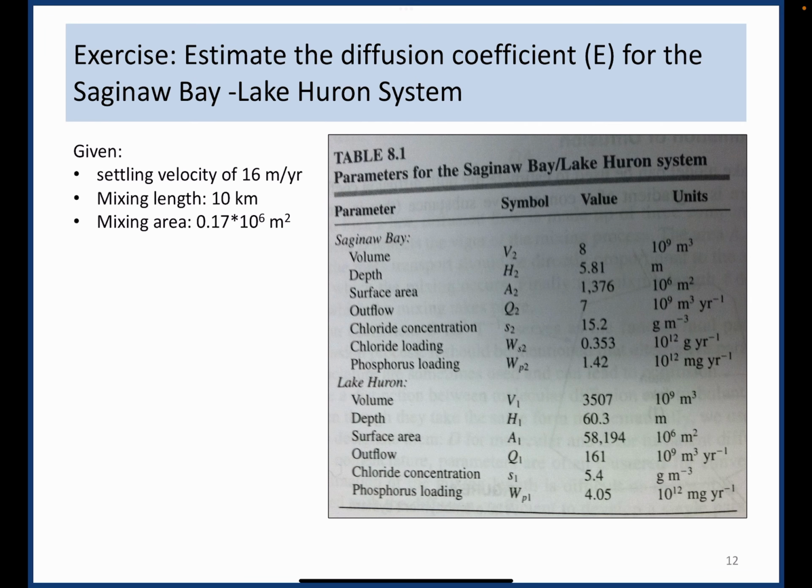Let's look at an example. We want to estimate the diffusion coefficient E for the Saginaw Bay and Lake Huron system. Let's look at Saginaw Bay. Saginaw Bay is like this. It's like Kuwait Bay.